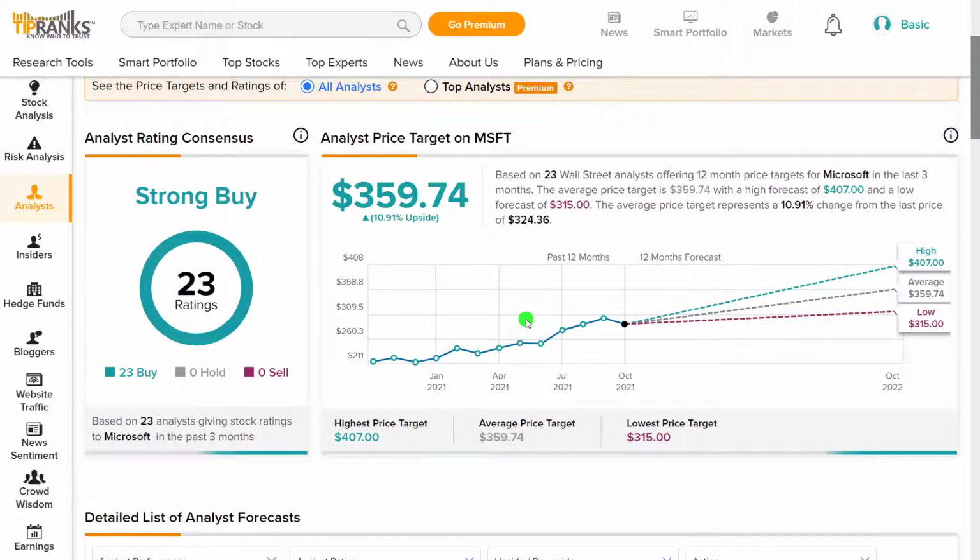And if we look at TipRanks, which has analyst ratings, they think it is a 10% upside, $360 a share, high side 407, low side 315. So on the low side again, that is about where the grain price is, interestingly enough.